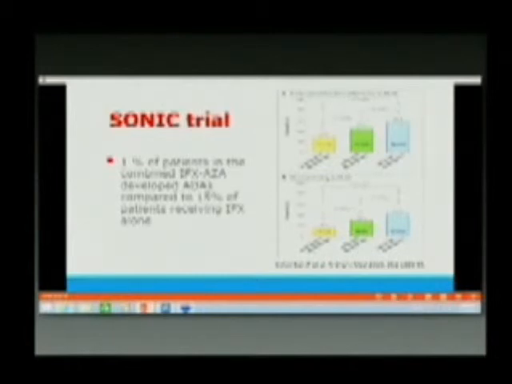In the SONIC trial, patients were given either azathioprine monotherapy, infliximab monotherapy, or a combination of infliximab and azathioprine. What you see is that if you give combination therapy, there are more patients with corticosteroid-free clinical remission and also more patients with mucosal healing. What is thought is that your immunomodulators, your azathioprine, will decrease or suppress the chance of your patients developing antibodies.